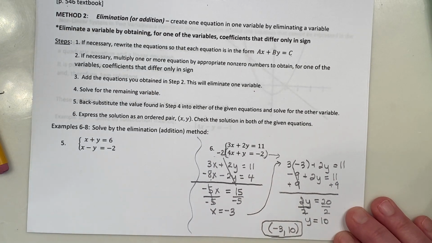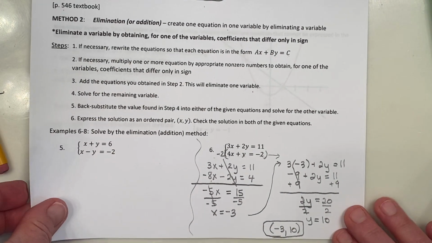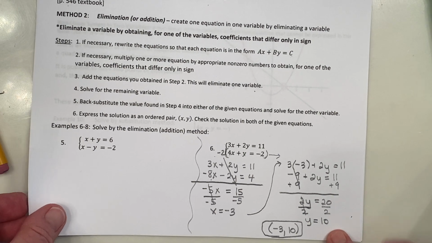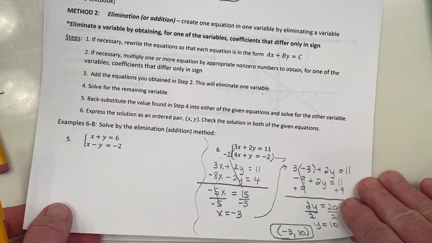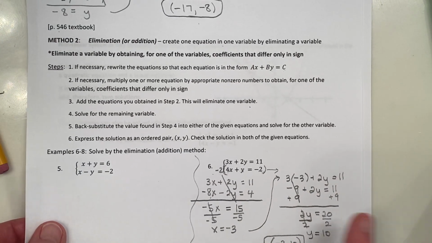It should work out to where you get pretty nice numbers. I don't think we've created any problems here where you get ugly numbers. If you do get ugly numbers, chances are you might have made a mistake, and you might want to go back and look to see where that might have happened. Let's do another elimination method, number 7, and then we'll come back and do number 5.